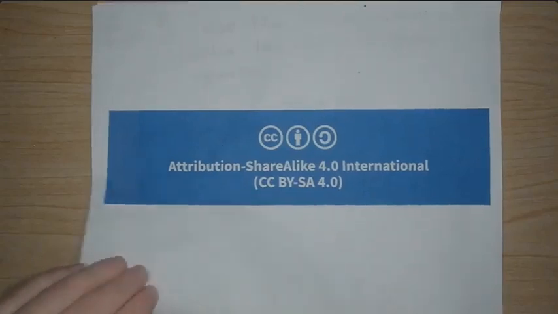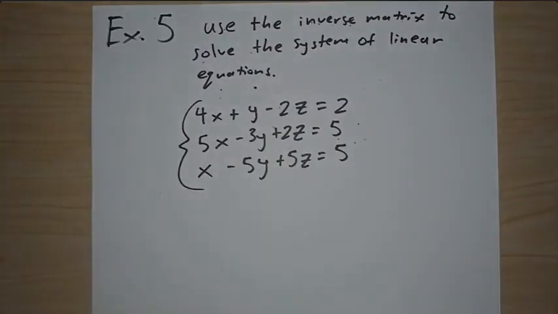This is example 5 of the matrix algebra lab. We want to use the inverse matrix to solve the system of linear equations. The system of linear equations is 4x plus y minus 2z is equal to 2, 5x minus 3y plus 2z is equal to 5, and x minus 5y plus 5z is equal to 5.